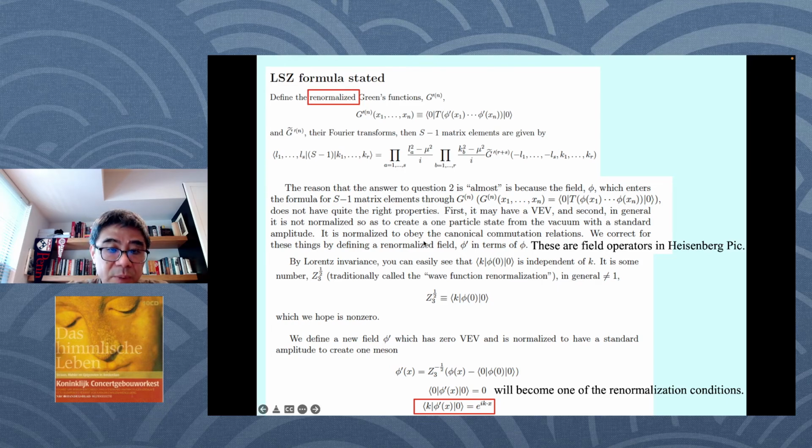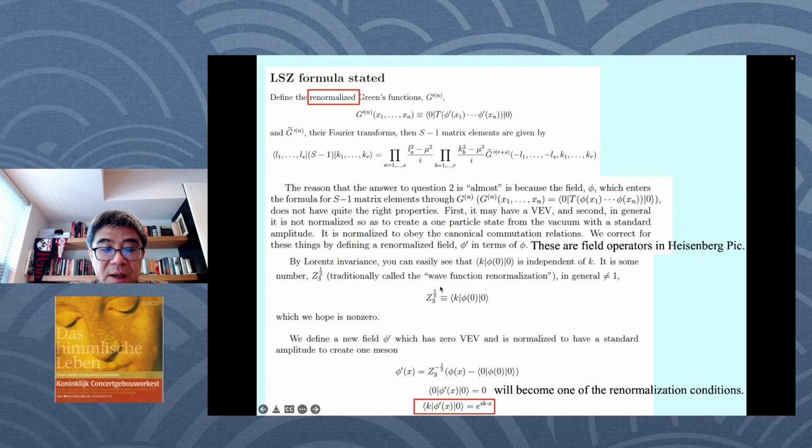So that means phi could be rescaled as you want. But on the other hand, if phi can be rescaled by anything you want, then it does not guarantee this phi will have the right property of creating exactly one particle with the right normalization. After all, these phi are field operators in the Heisenberg picture, so their normalization has to be adjusted carefully.